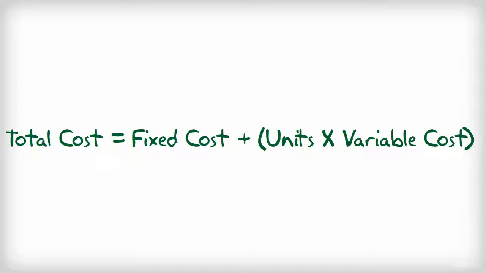This is the cost formula. It is a simple algebraic equation. The total cost equals fixed costs plus units produced times the variable cost per unit.